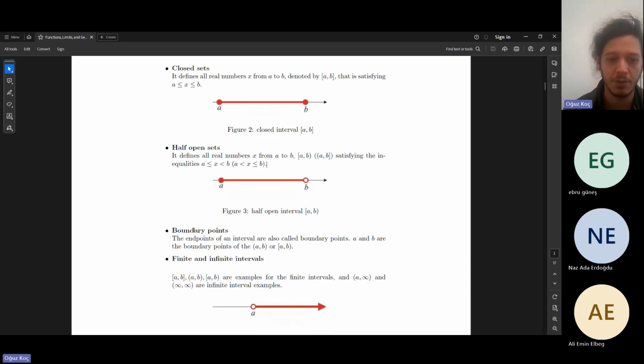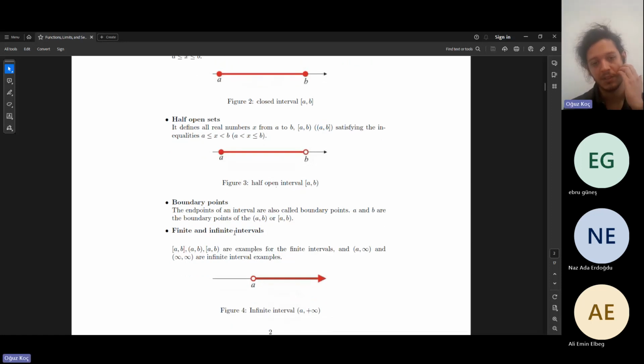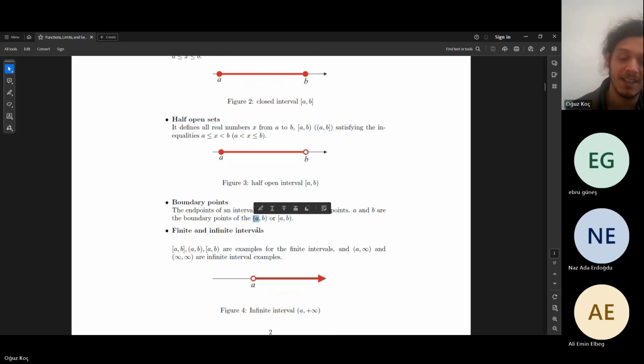And also we need to talk about the boundary points, of course. These are the endpoints of the intervals, and we call them boundary points. In those cases, in the A and B interval, where A and B boundaries are open, the boundary points are A and B, and also when those boundaries are closed, they are also boundary points. Actually, it doesn't matter if it is open or closed. The endpoints of the intervals are our boundary points.